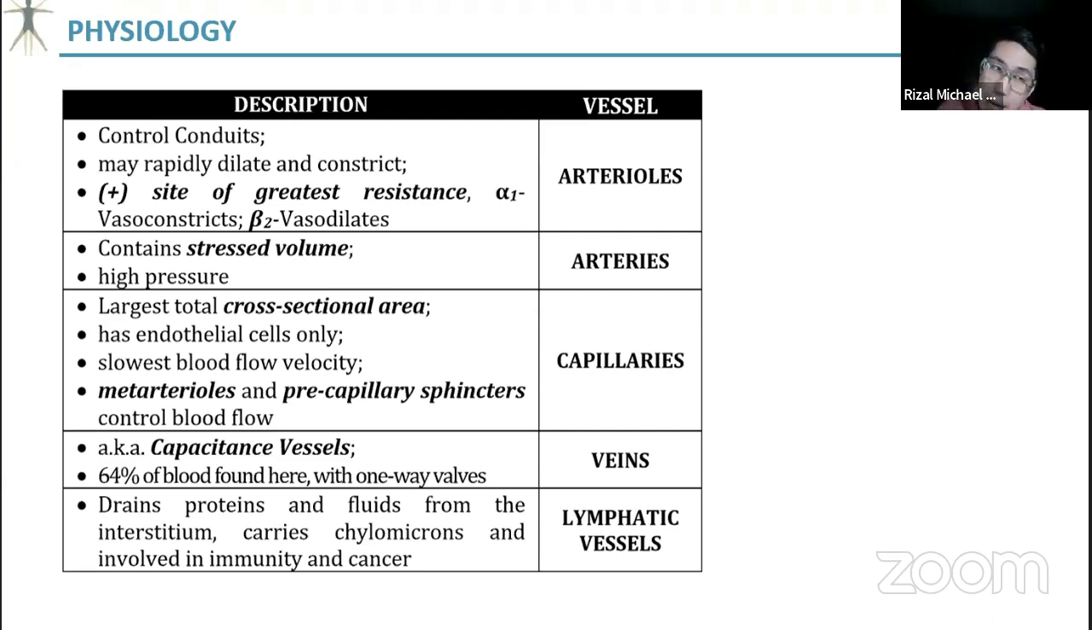And then we have your capillaries. Your capillaries has the largest cross-sectional area, making it possible for gas exchange. No, the higher the cross-sectional area, the slower the blood velocity. That is because, syempre, kailangan mo ng slower blood velocity para maging adequate yung exchange ng mga substances and materials.